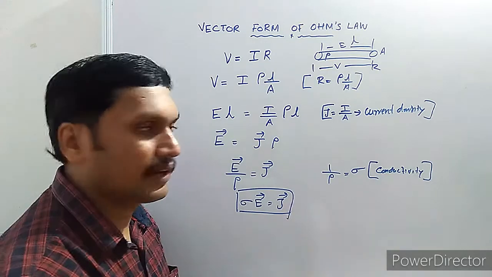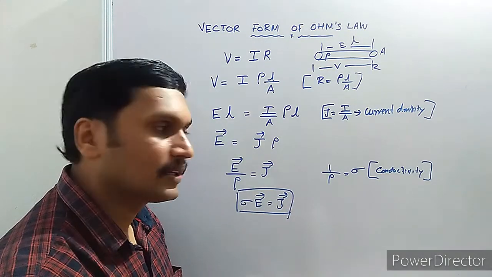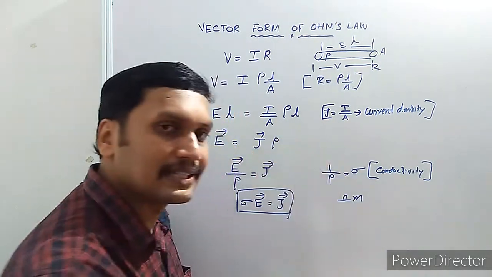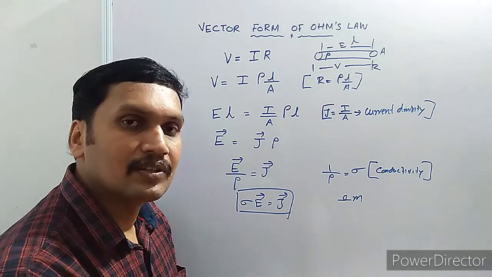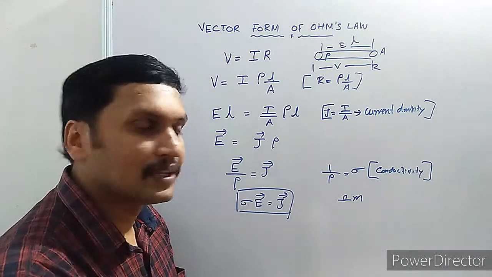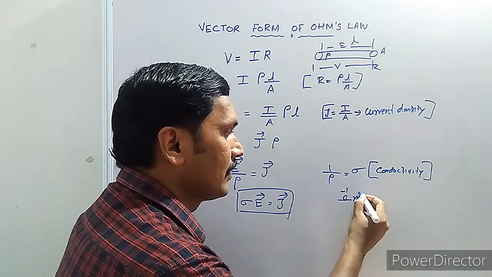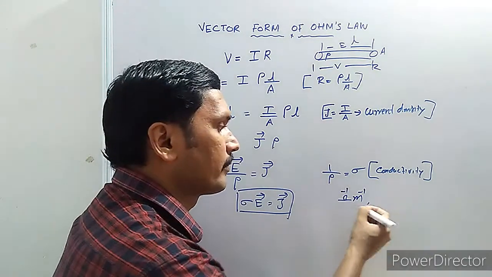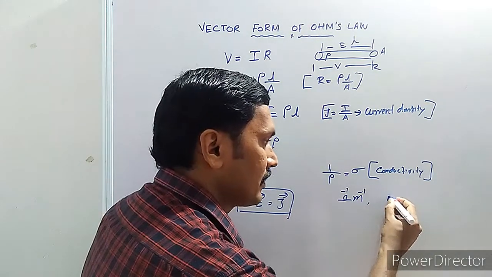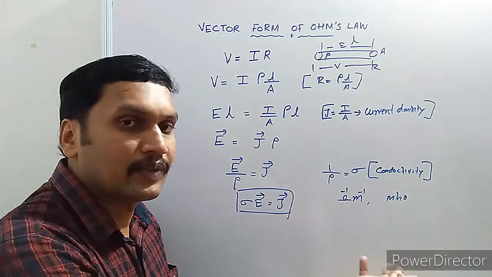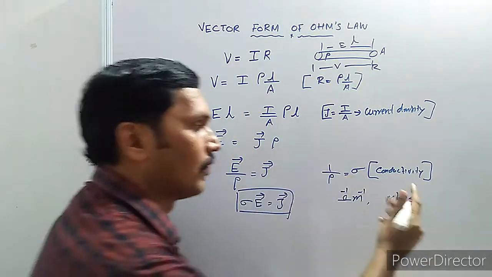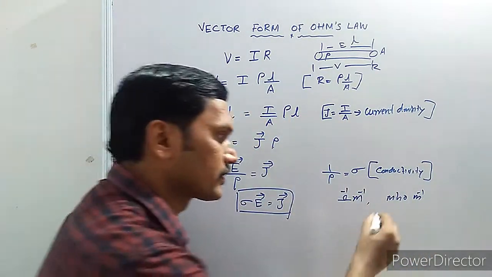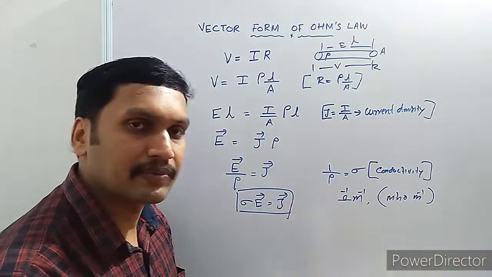And what is the SI unit of conductivity? We already learned that resistivity has a unit of ohm meter. So the SI unit of the reciprocal, conductivity, is ohm raised to minus 1 meter raised to minus 1. Instead of ohm raised to minus 1, usually we write it as mho, just ohm reversed. Mho meter raised to minus 1.